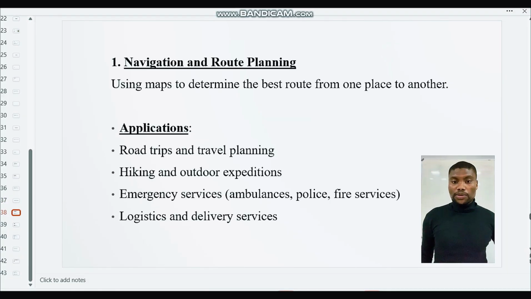Class, we are touching on map application and skills. Map application and skills is whereby you use a map to determine the best route from one place to another. So we'll focus now on applications for navigation and route planning. It's whereby we apply it to road trips and travel planning, hiking and outdoor expeditions, emergency services whereby you need an ambulance, police, or fire services, or logistics and delivery services.